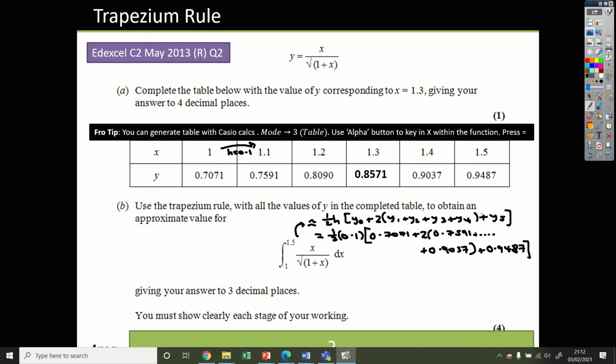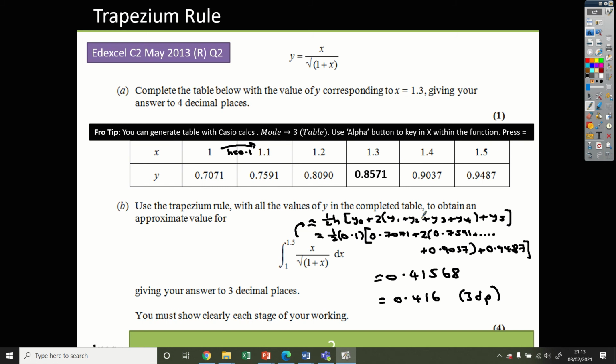Okay, brilliant. I'm going to need to type this into my calculator, and then we can see what we get. So 0.7071, give me a few seconds, I can type this in. Okay, and then divide by 2, and then times 0.1. Okay, I make that out to be 0.41568. To 3 decimal places, that's going to be 0.416.